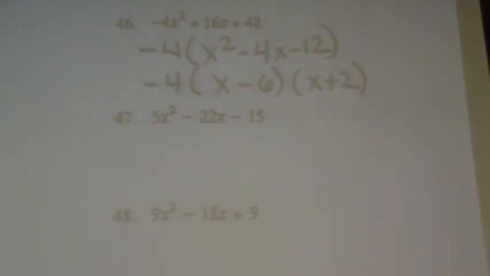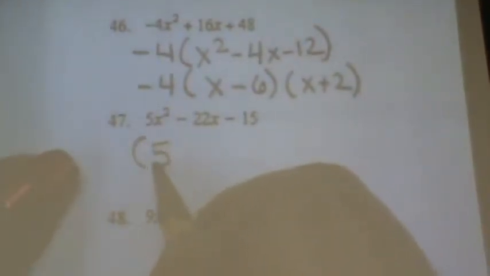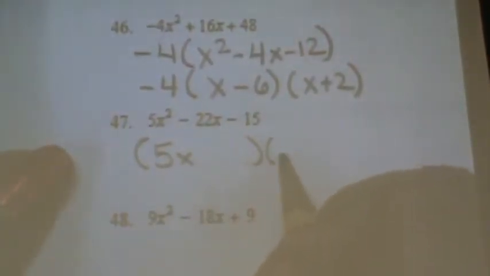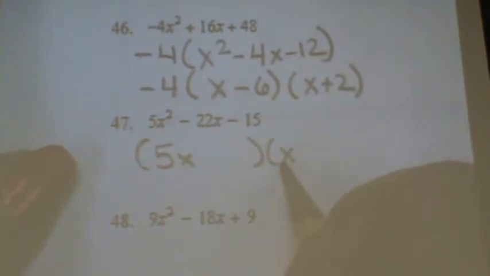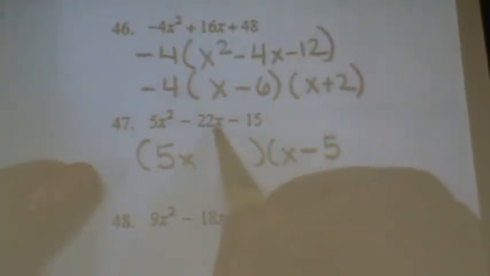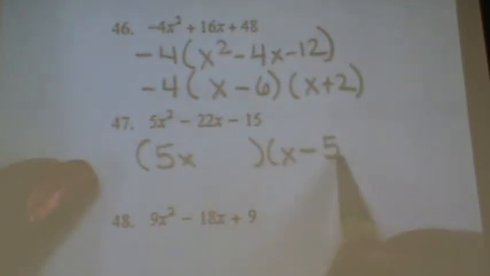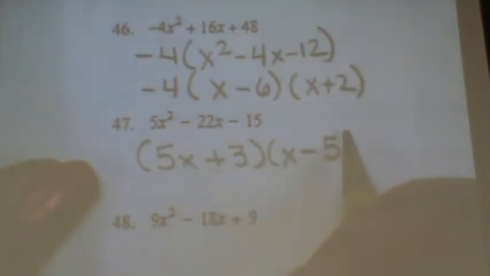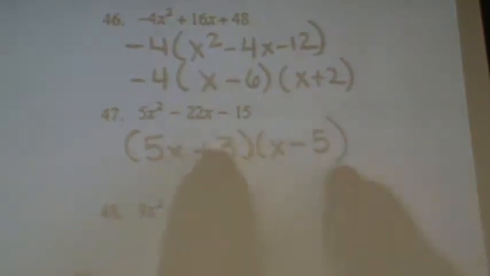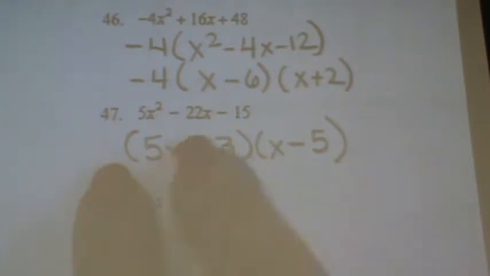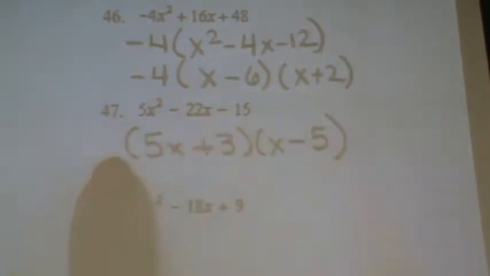For 47, this is the guess and check one. And then I'm going to put -5 here, because I want to get to -22. And that is going to give me -25, and then +3 is there's your negative. So these two multiply to give you -15, it wasn't too bad. And then when you FOIL it out, the outer and the inners add up to be -22.